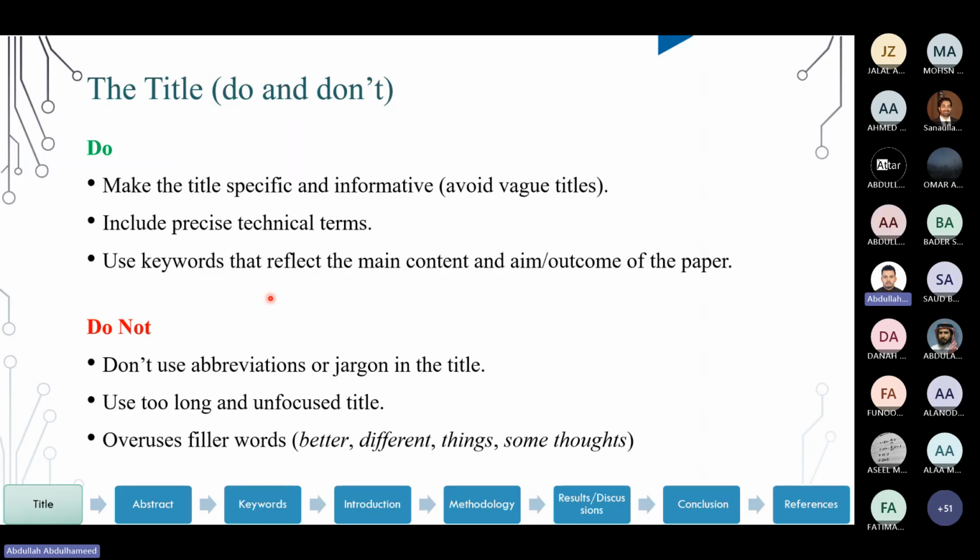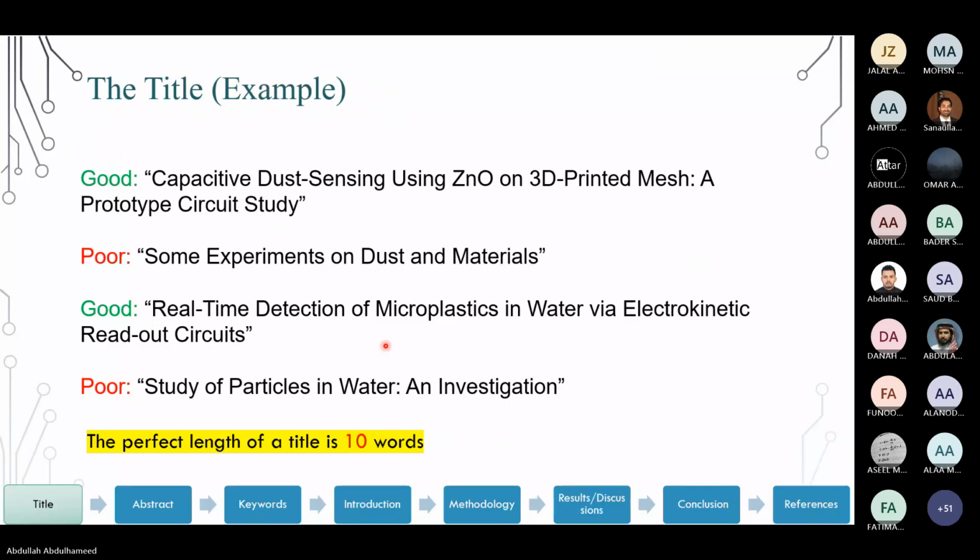Overuse of filler words. Filler words like better, different things, some, thoughts, try to also avoid in your title. So again, as I mentioned earlier, for each element of the research article, after I mention what you should do and what you should avoid, I will follow that with an example. So let us see, we have here an example of a good title and also a poor title. I will explain why this is good and why the other one is not good.